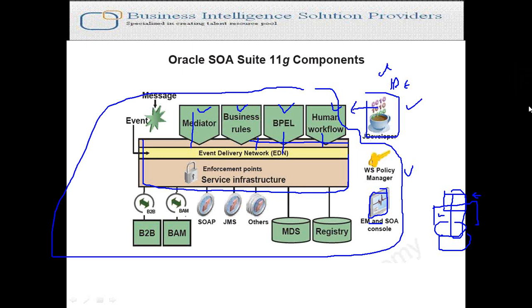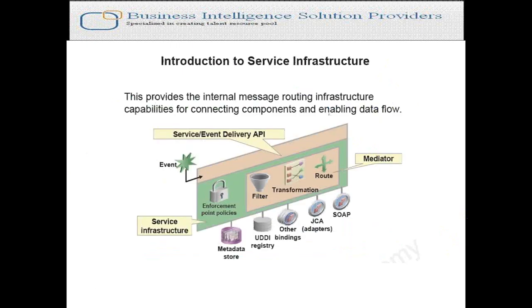Introduction to service infrastructure. So what is a service infrastructure? It is the internal messaging infrastructure which helps different components interact with each other. Okay, internally it has a lot of JMS tables, so many things that get installed. When you install it, you have to create some specific schemas for it, and these schemas have to have all the capabilities so that your SOA suite can work properly. Okay.